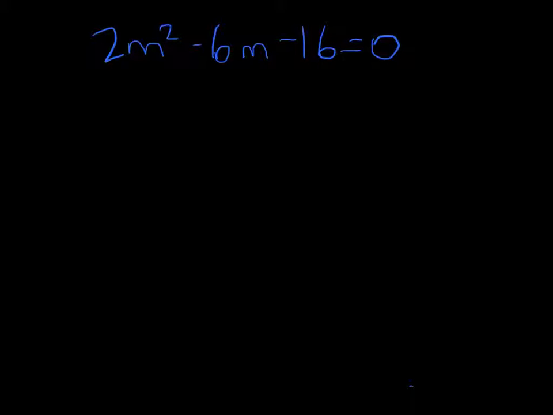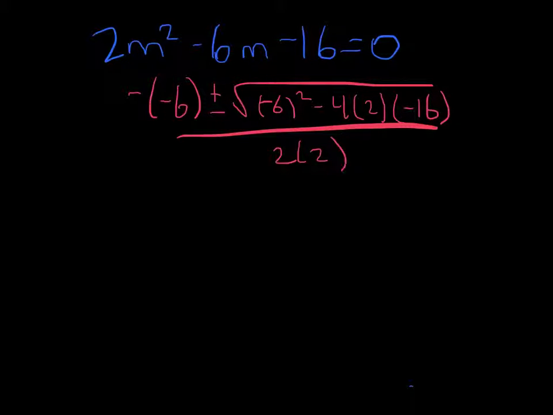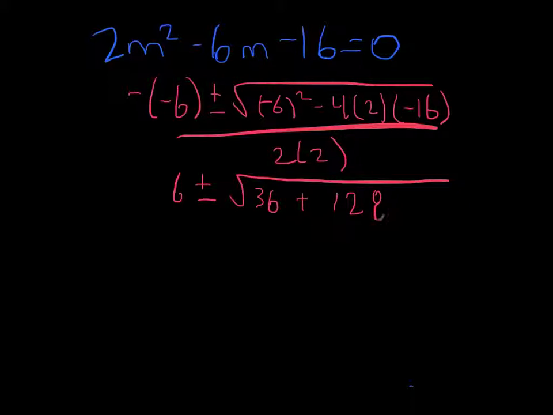So when we plug this into the quadratic equation, we have negative b plus or minus square root b squared minus 4ac over 2a. So we're going to start simplifying. We have 6, negative times a negative, plus square root, negative 6 squared is 36, and then we have negative 4 times 2 is negative 8, and negative 8 times negative 16, it's going to be a positive 128. That's over 4. And then we're going to add 36 to 128.